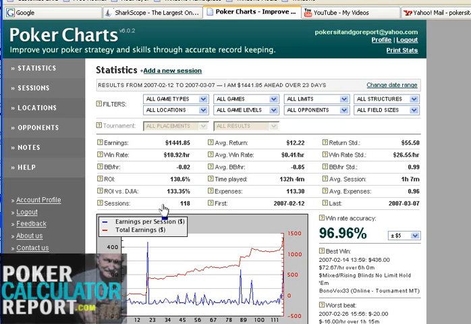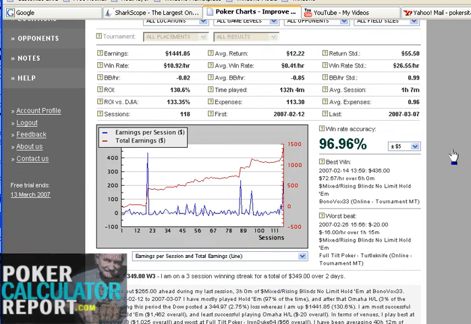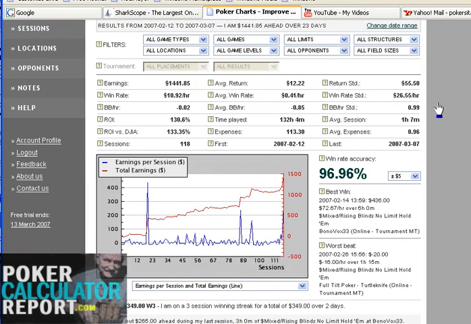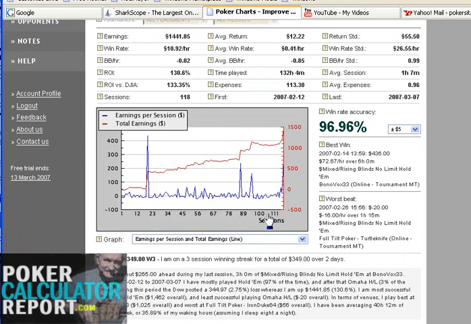As well, your sessions, the number of sessions that you have entered. So I've entered 118 sessions over that 3 or 4 week period here. It's my average return, and basically that is per session. And again, the rest of these are much more for ring game attributes here.